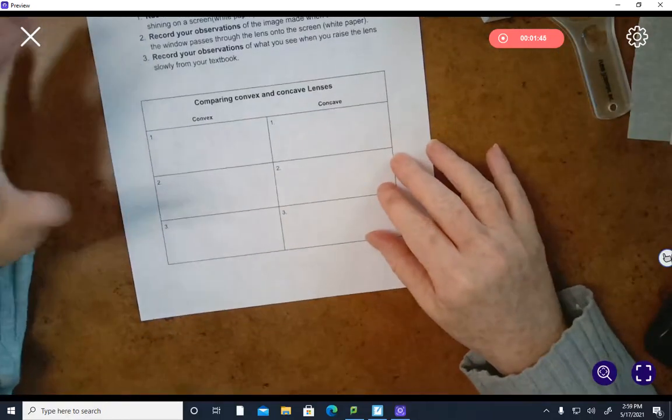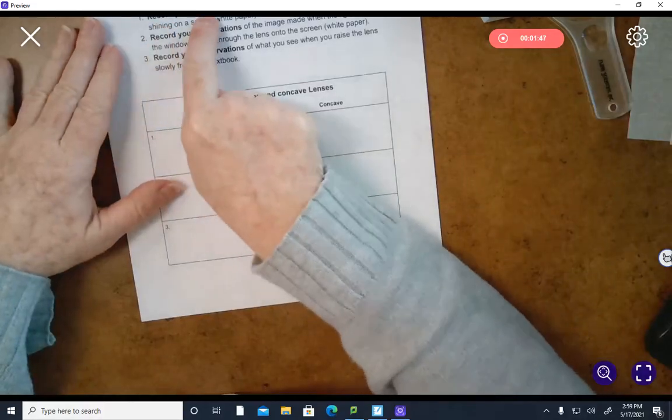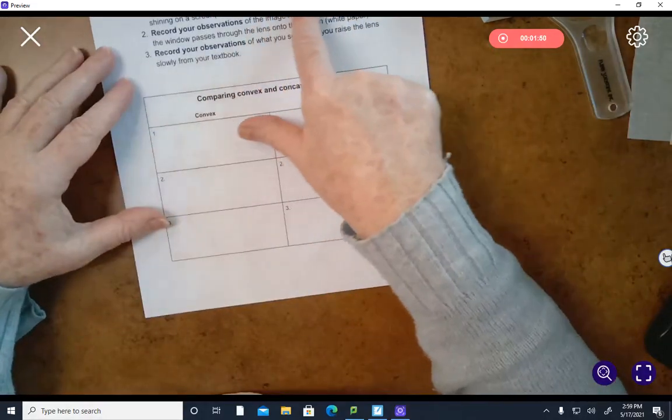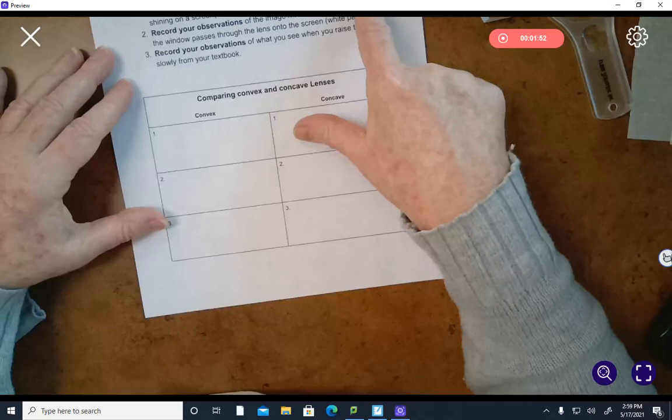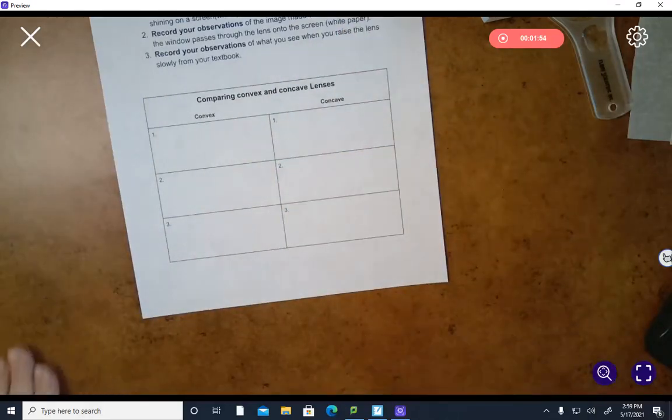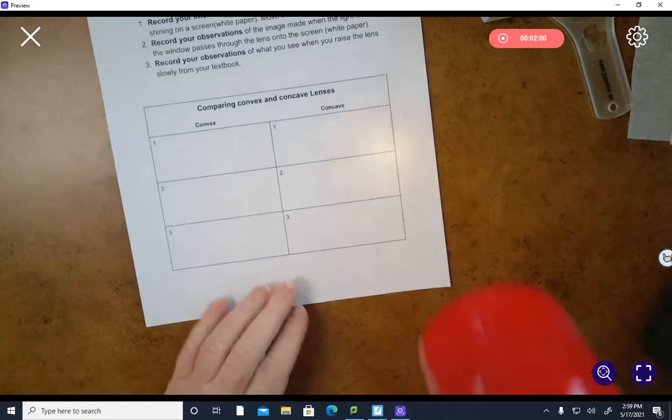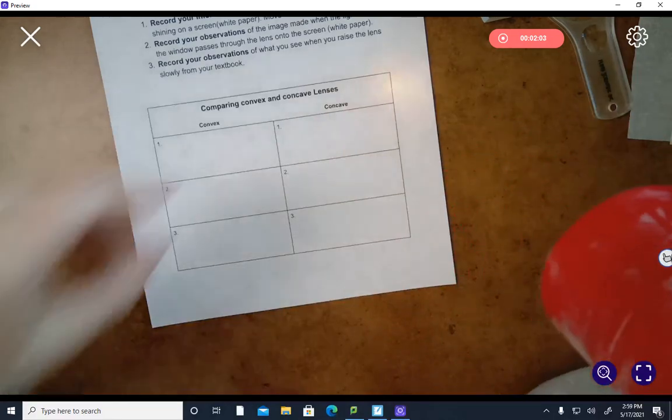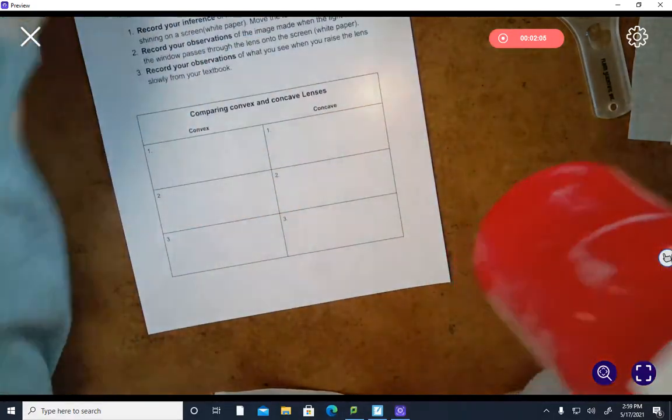Now, the first thing it says is to record your inference, which is what you think of how a lens affects the light of a flashlight shining on your screen. So let me see if I have a flashlight that's working here. So we have this little white dot here, and we're going to see.